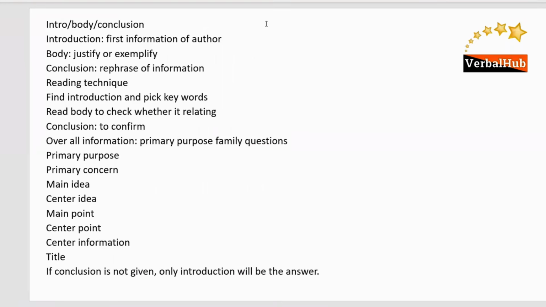If you are able to spot intro, body, conclusion, your 30% problem in reading comprehension will get resolved. Why? Because intro is going to be the answer to the primary purpose family, body is going to be the answer of some specific family, conclusion is going to be part of primary purpose, and then only two types of more questions will be left that we solve through the body part.